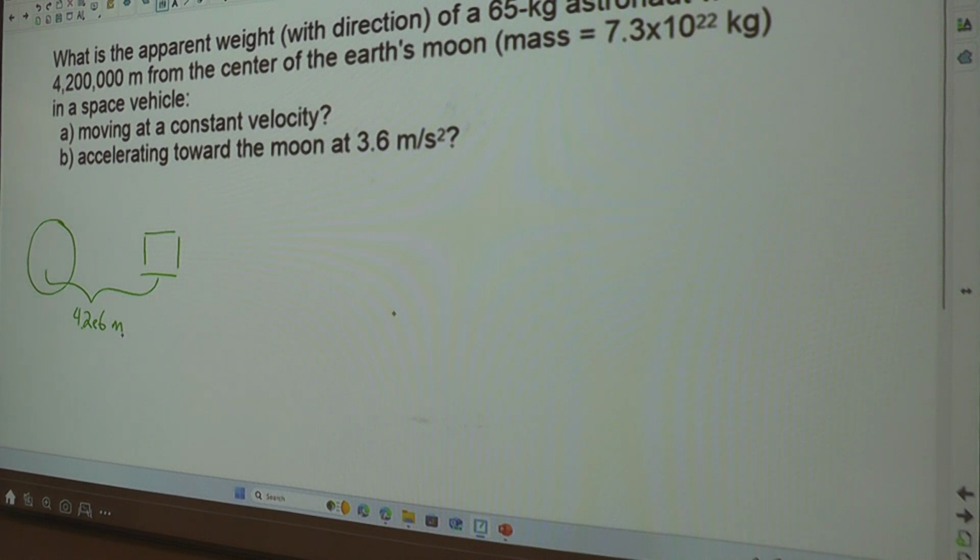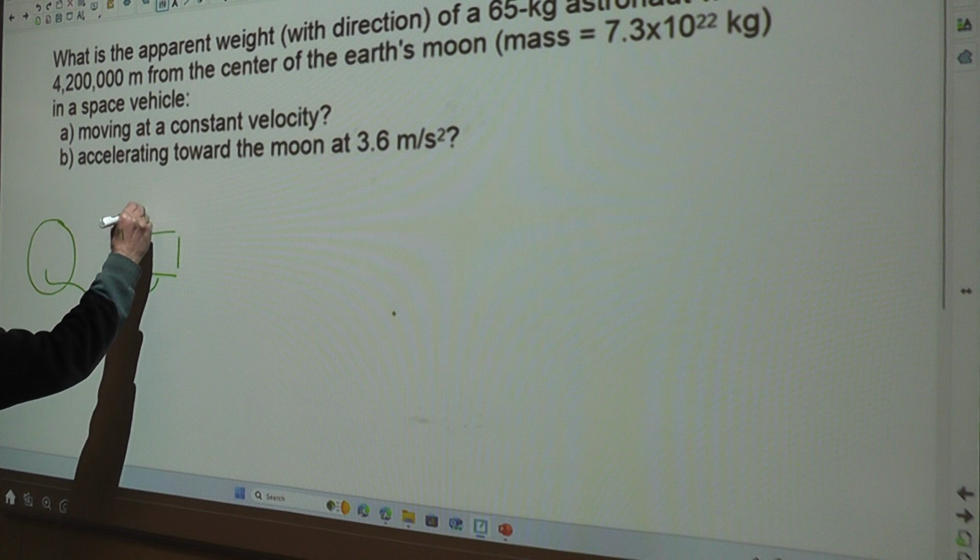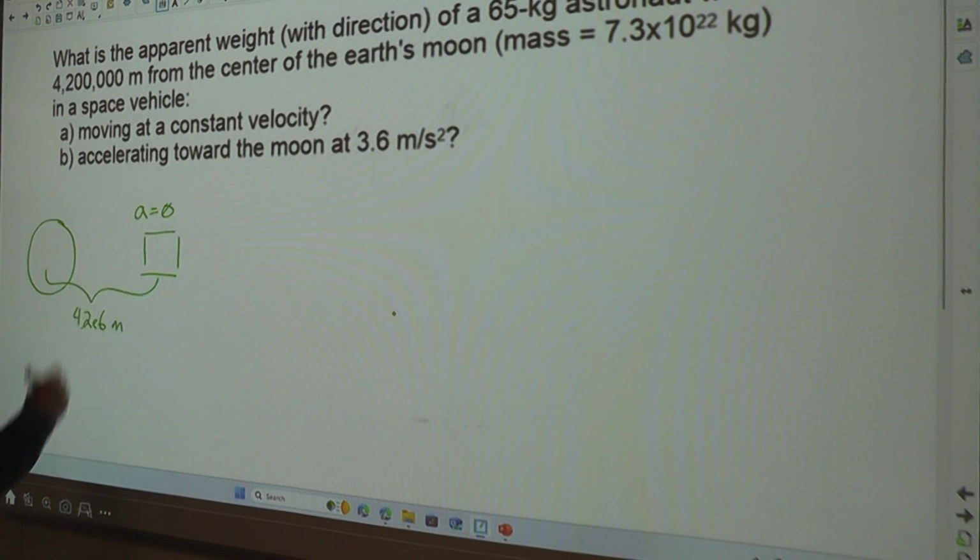It's moving at a constant velocity. What does that mean? Do we know what direction it's going? No. Do we know that it's actually moving at all? No. All we know is that it's not accelerating. What's the simplest case of constant velocity with no acceleration? Yeah, 0. So let's have this be motionless, and the acceleration is 0.